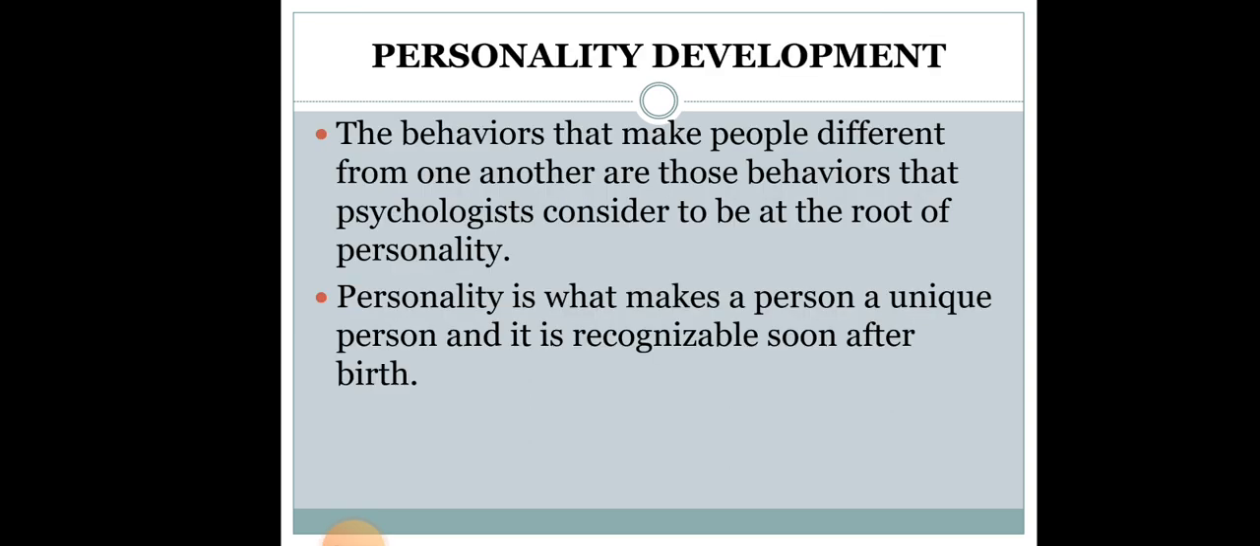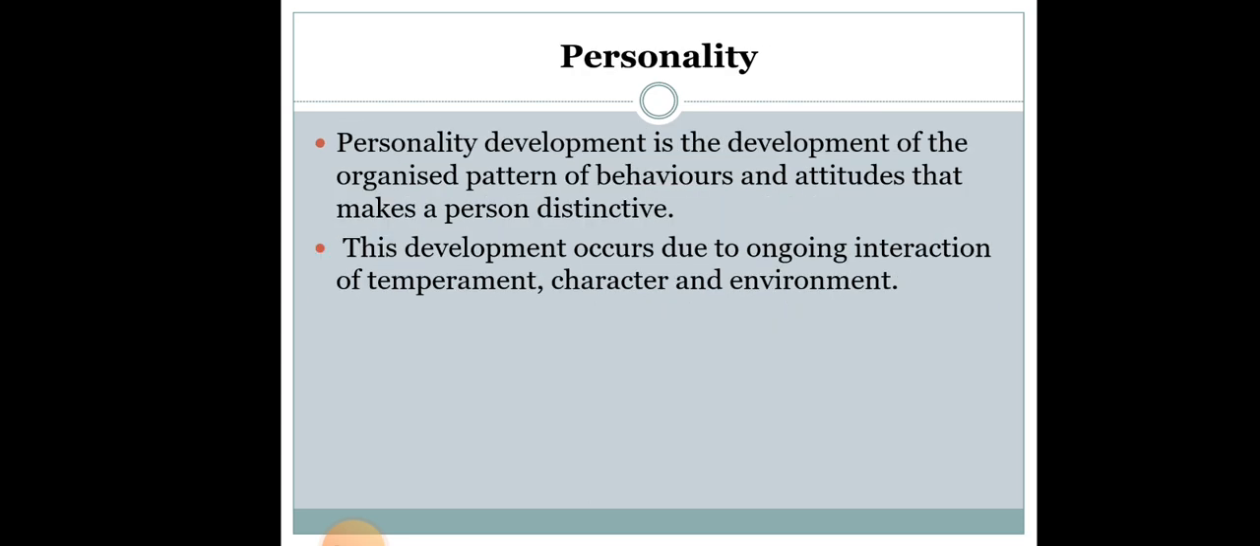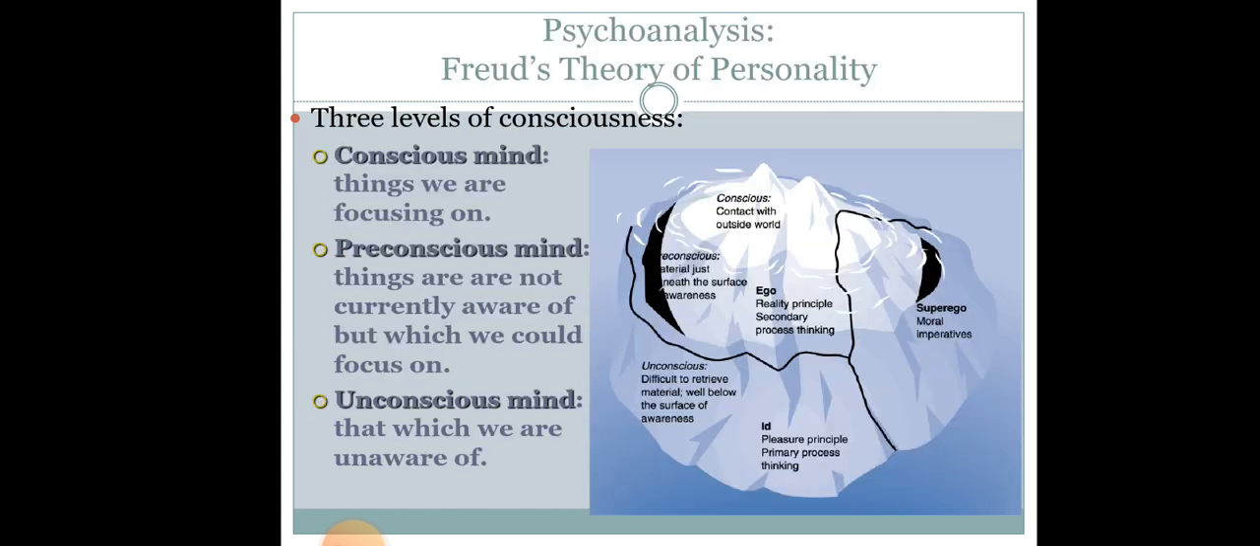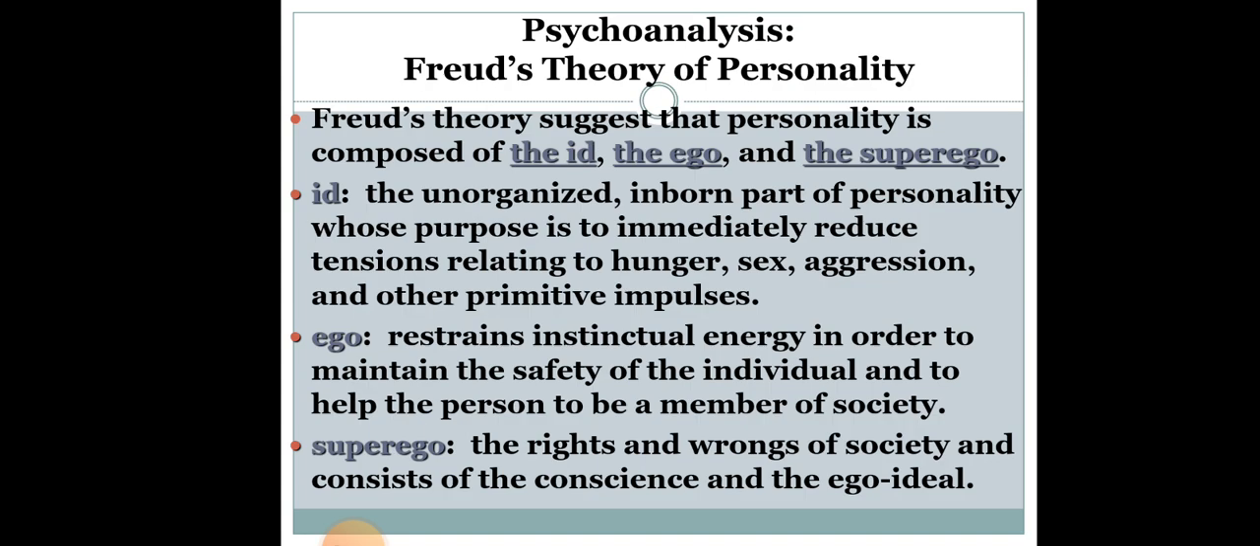This chapter we talked about personality and the definition of personality. We also talked about Freud's theory. We talked about that he has three levels of consciousness. This theory consists of three parts, which are the id, the ego, and the superego.